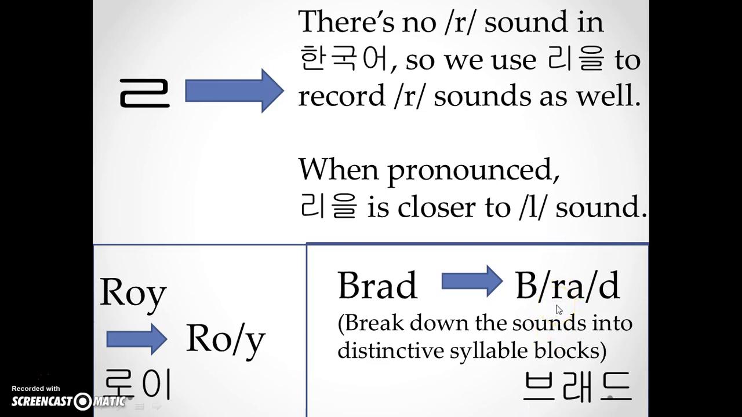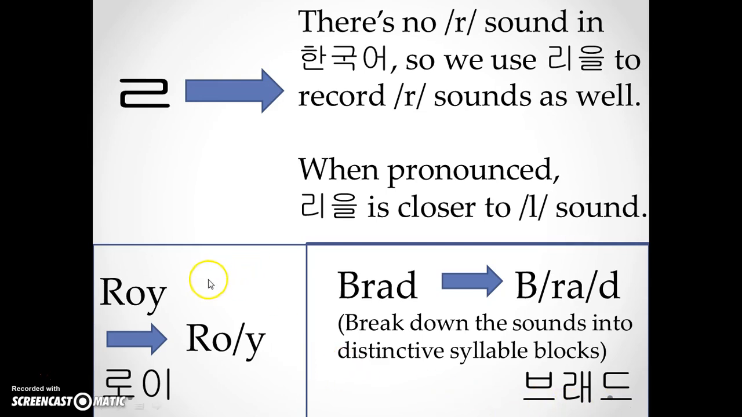Next is the ra part. So that's the R represented as 리을 here, with 애 at the bottom. And then the d sound again. That's a standing alone consonant right there, so we have to add a vowel once again here. So we are done with bu, rae, deu. Okay? So that's how you say Brad Pitt in Korean. That would be Brad Pitt.